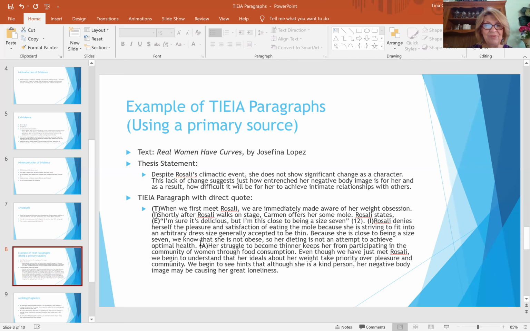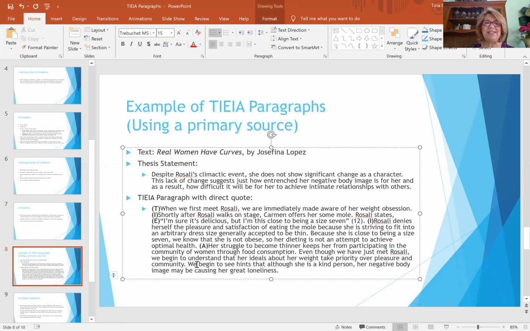Look at the A, right? We're going to take our interpretation, connect it back to our thesis statement, connect it back to our topic sentence. Her struggle to become thinner keeps her from participating in the community of women through food consumption. Even though we have just met Rosalie, we begin to understand that her ideals about her weight take priority over pleasure and community. We begin to see hints that although she is a kind person, her negative body image may be causing her great loneliness. So we know then that the next paragraph is going to be about loneliness.